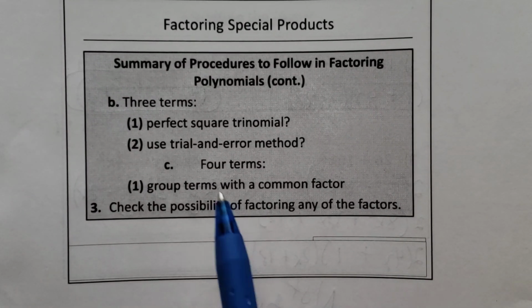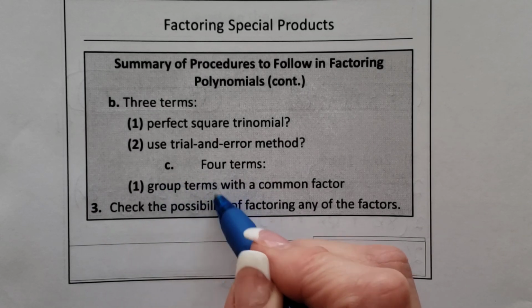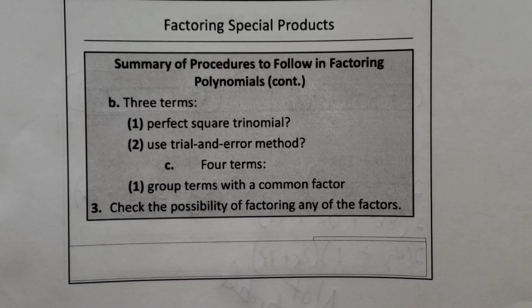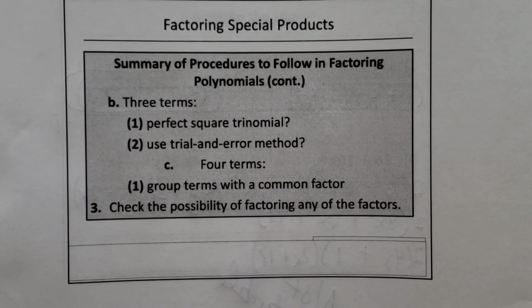If there's 4 terms, you're always going to group those. You're going to put 2 parentheses around the 4 terms and pull out any common monomials.